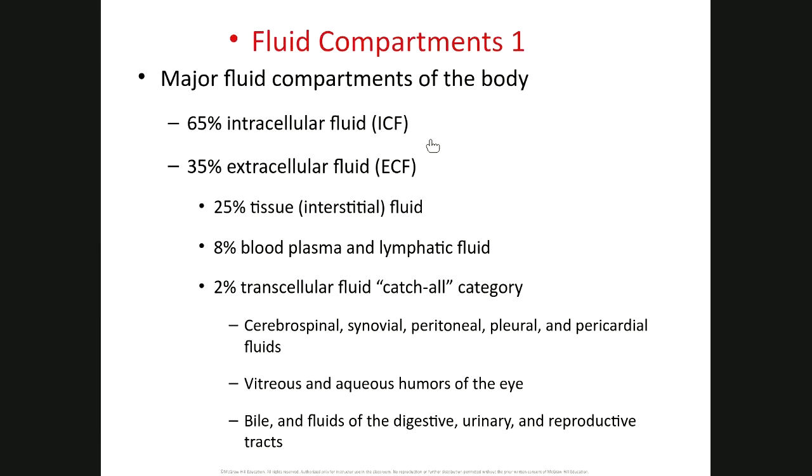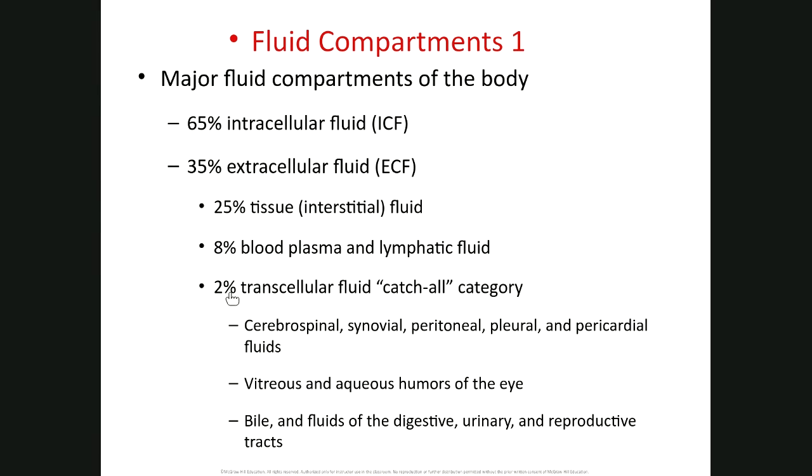In water balance, and we'll talk about water balance first, there's ICF and ECF, where ICF is intracellular fluid and ECF is extracellular fluid. But take note, there is more ICF, 65%, than ECF in our body. There's more fluid inside the cell. Now, out of the 35%, 25% is found around the cells. We call it interstitial fluid. 8% is found in the blood plasma and in the lymphatics.